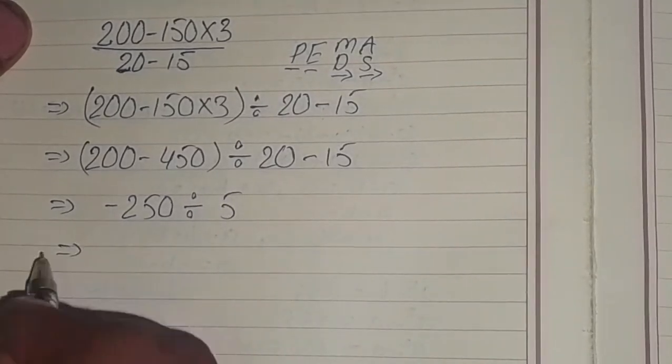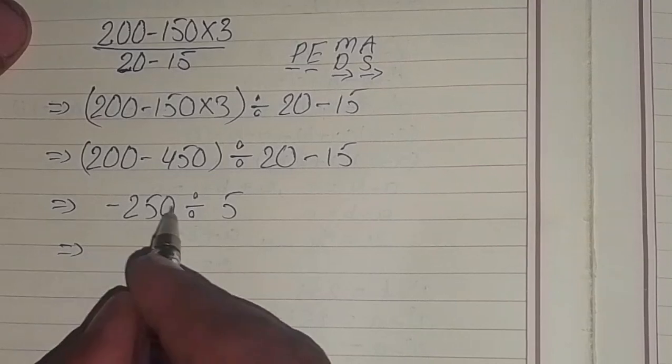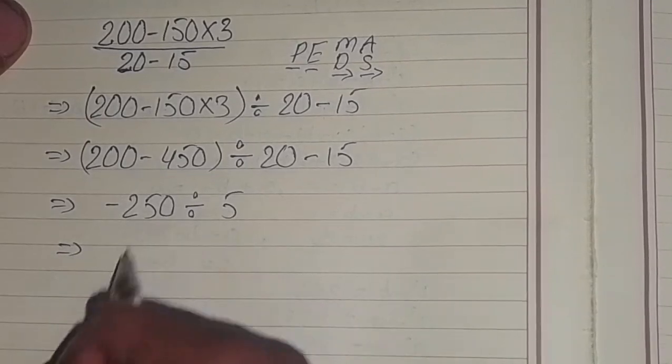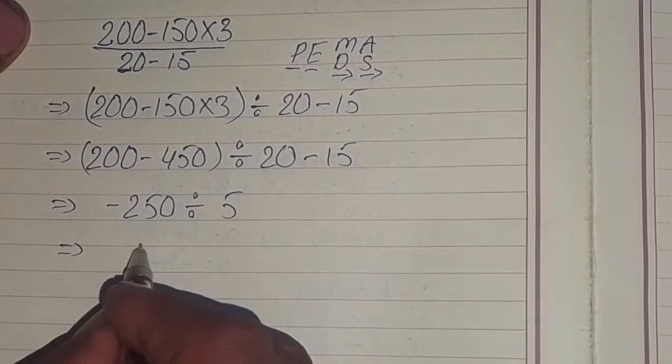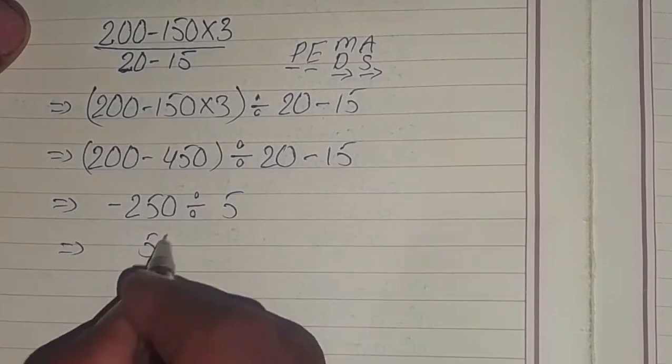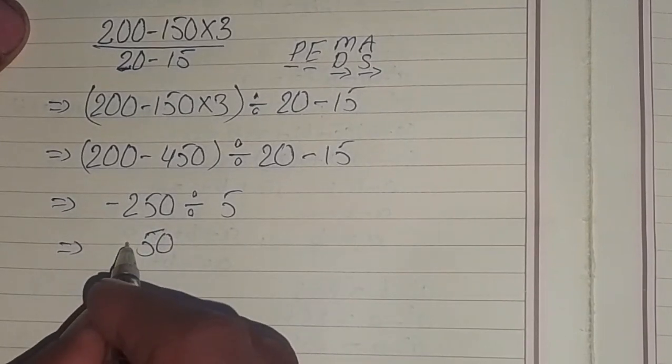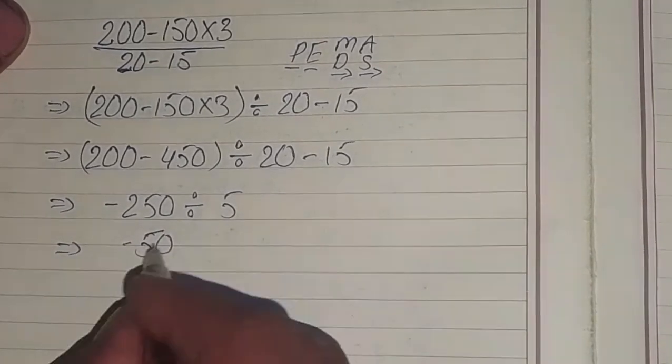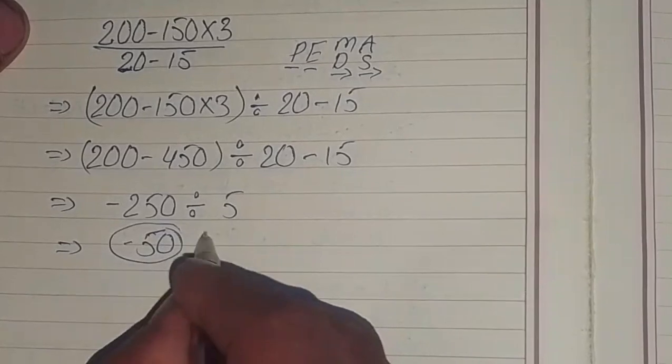Now minus 250 divided by 5 gives us minus 50. So the final answer is minus 50.